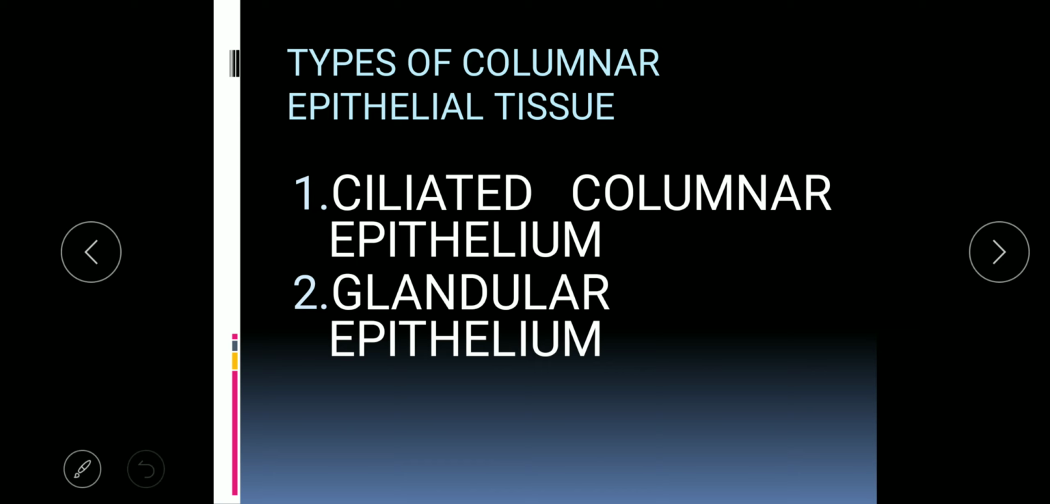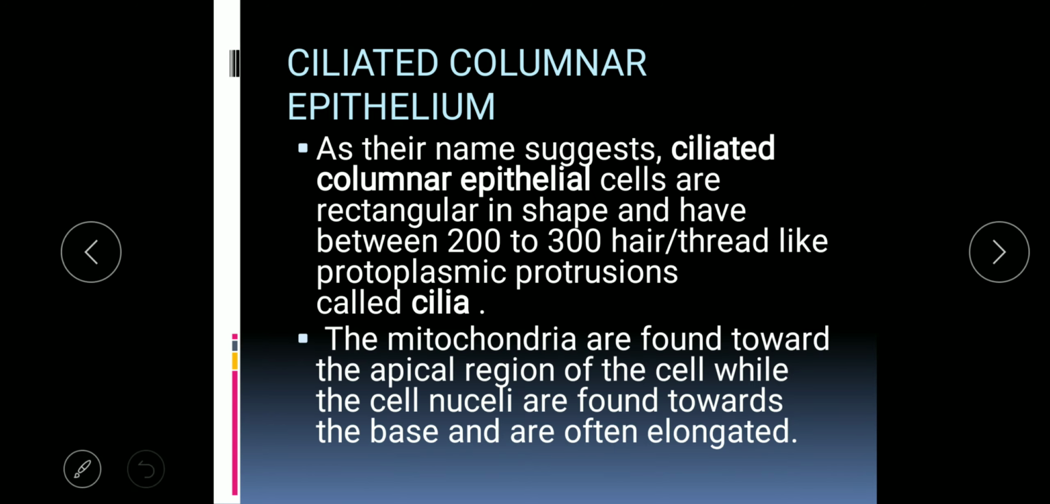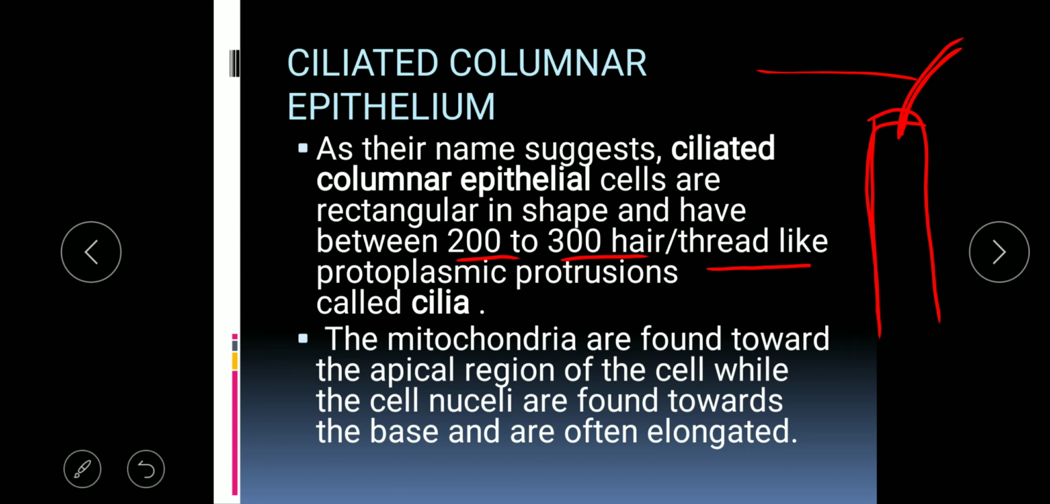Then there are two types of columnar epithelial tissue, that is ciliated columnar epithelial tissue and glandular epithelial tissue. As the name is suggesting, in the ciliated columnar epithelial tissue, the column shaped cells will have at their free ends hair like protoplasmic projections, which is known as cilia. Ciliated columnar epithelial cells are rectangular in shape and have between 200 to 300 hair or thread like protoplasmic protrusions. Protrusions means projections, which is known as cilia.